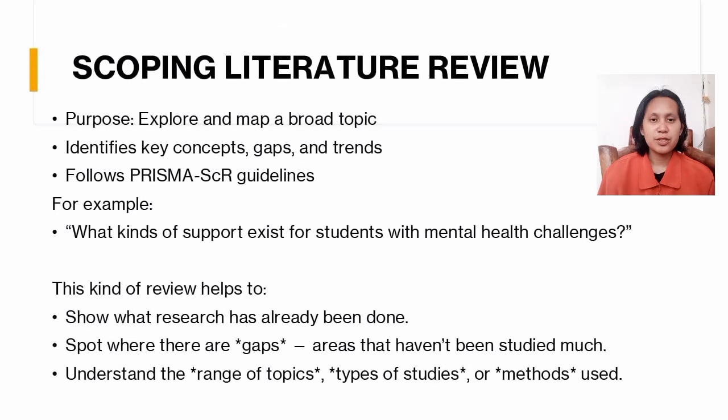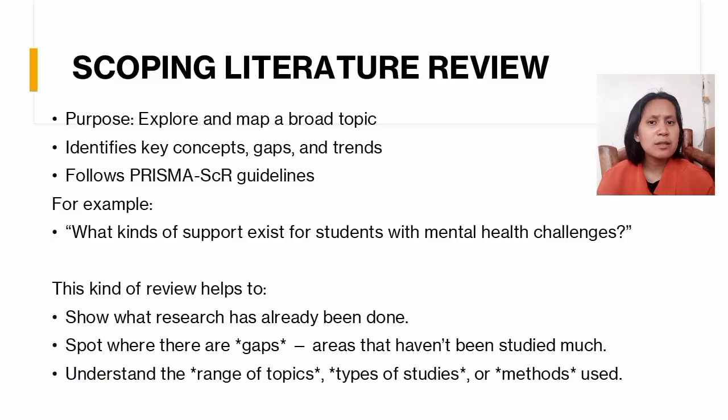Now let us move on to scoping literature review. Unlike systematic review, scoping review addresses broader research questions and is used to map key concepts in a research area. The purpose of scoping review is not to answer a specific question but to explore the extent, range, and nature of research activity. It is used to identify key concepts, gaps, and trends.